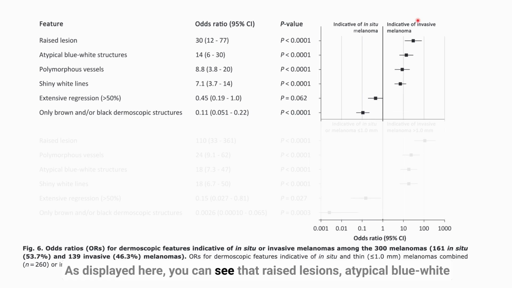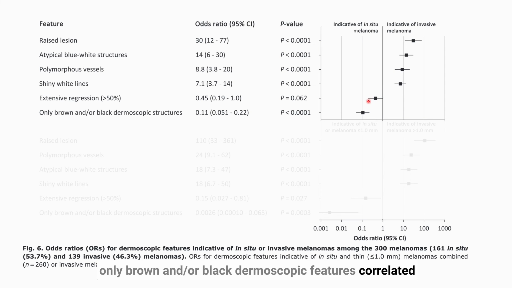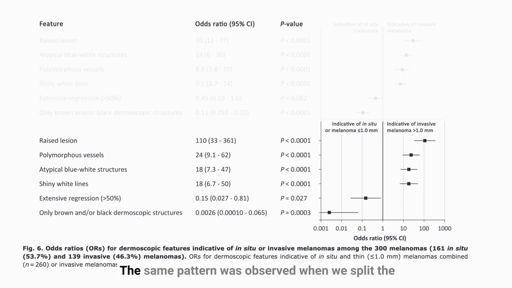As displayed here, you can see that raised lesions, atypical blue-white structures, polymorphous vessels, and shiny white lines all correlated with invasive melanoma, whereas extensive regression and only brown and/or black dermoscopic features correlated with melanoma in situ. The same pattern was observed when we split the melanomas into a group of thin and thick lesions.